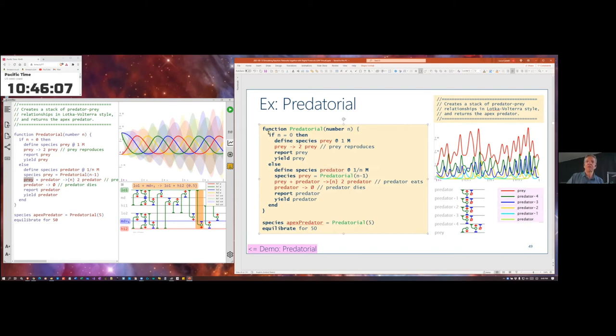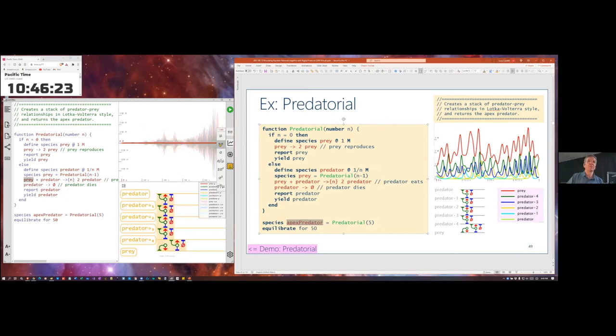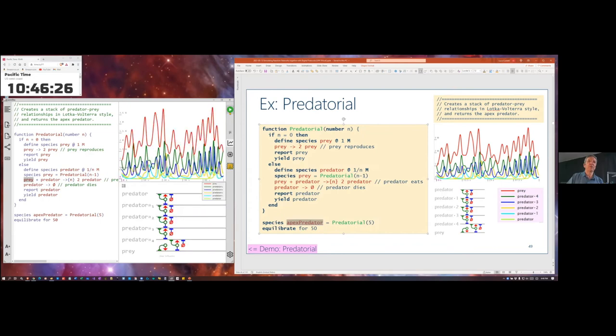Okay. So eventually, once we have this predator function, we can invoke it with, for example, a stack of five, and the result is the species, which is the apex predator, and then we can run it for 50. So in this case, if I run this, I'll turn off the noise. So now we get all the different levels. The red is the bottom level prey, which gets eaten a lot, and then all the different levels, and the bottom one is the highest level predator, which is in the smallest number. Anyway, this is an example of a recursive chemical program using functional programming to do the recursion.